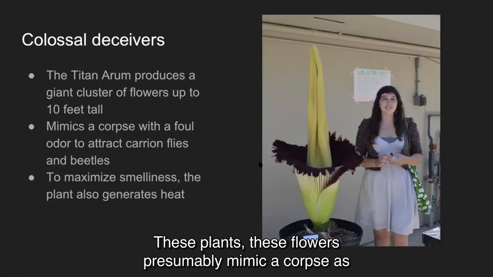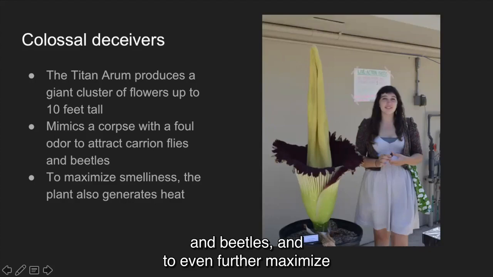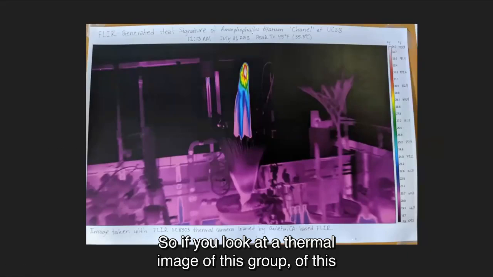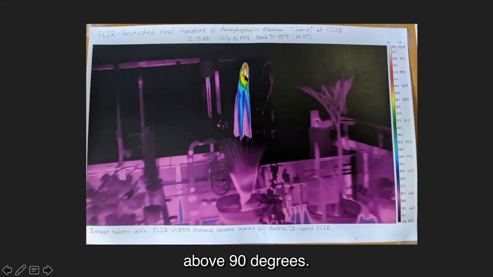These flowers presumably mimic a corpse as they smell really bad, and they attract carrion flies and beetles. And to even further maximize their smelliness, they'll actually generate heat. If you look at a thermal image of this cluster of flowers, you can see that in some parts of the tip, it can actually reach temperatures of above 90 degrees.